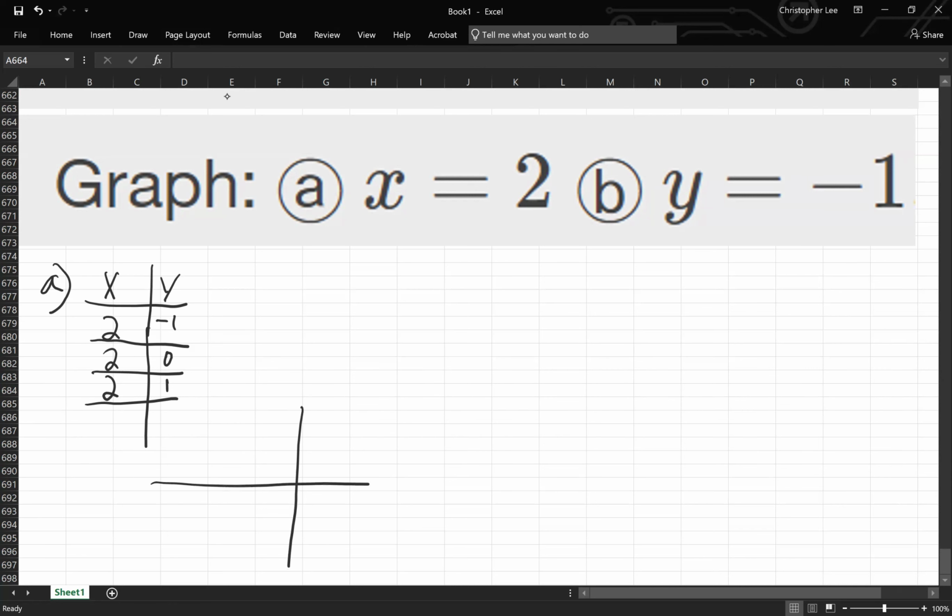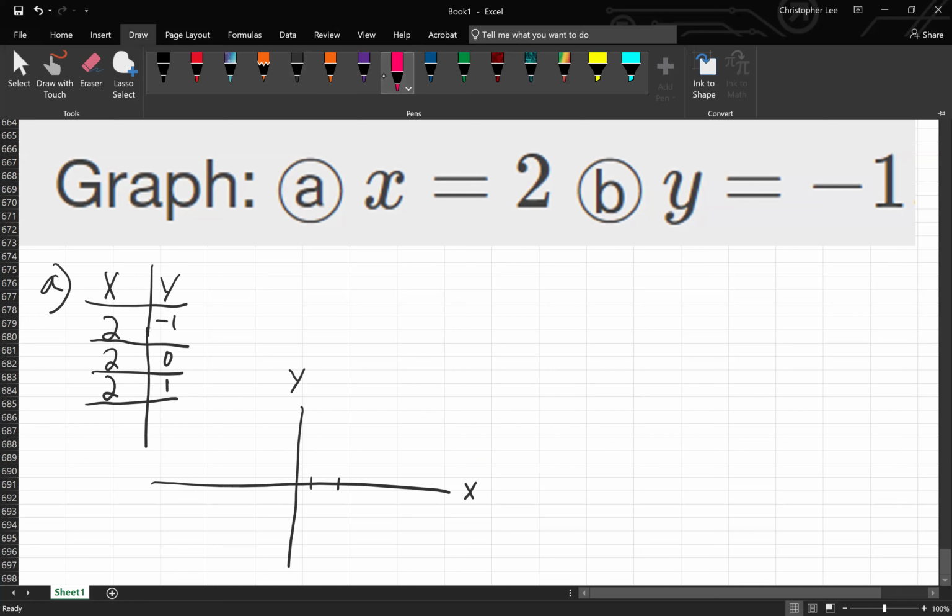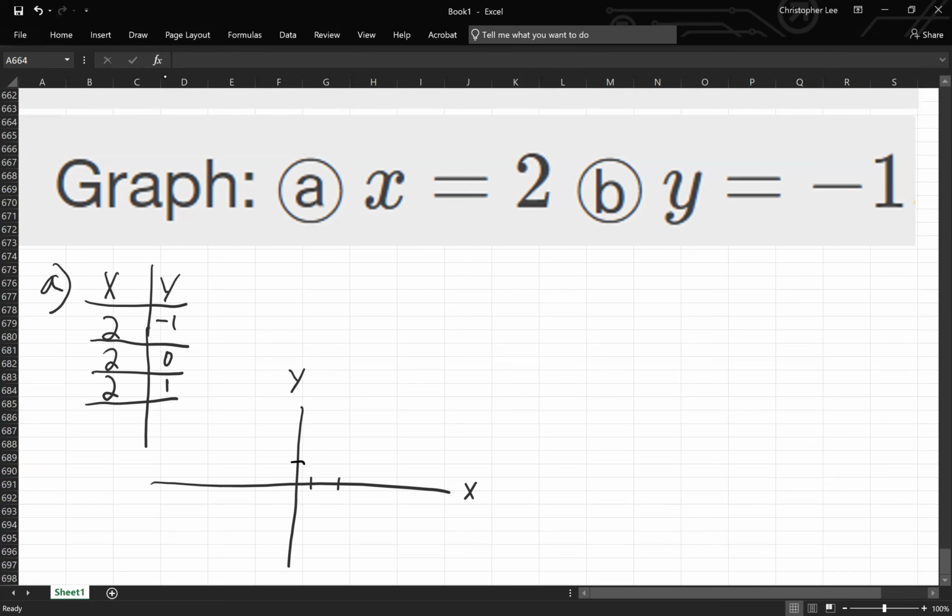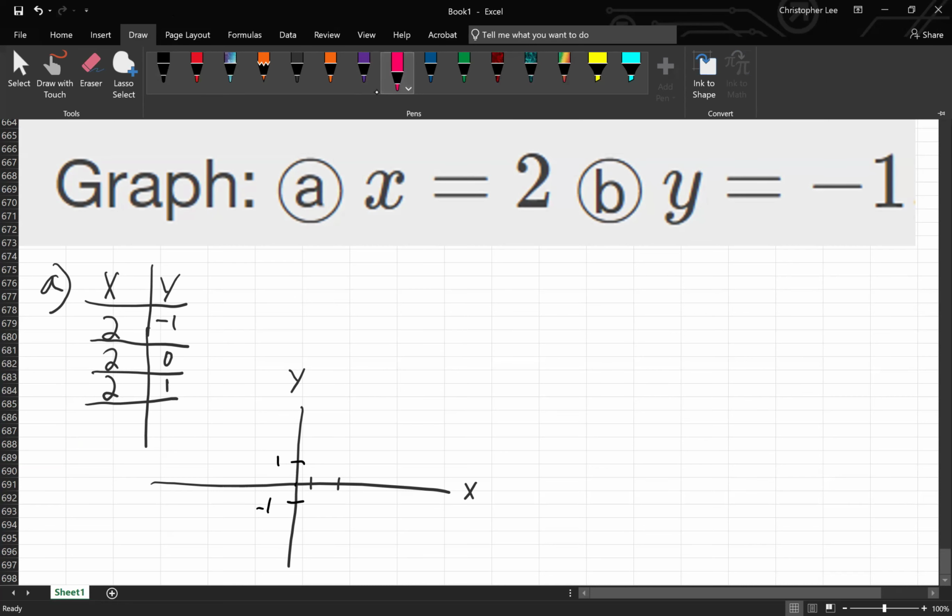So this is going to be the x-axis. This is going to be the y-axis. I'm going for x equals 2, right? So 1, 2, right here. All you're going to do is plot these points. Nothing crazy, right? Oh wait, hold on. I made a mistake. Let me do this real quick. So this is going to be 1. This is -1. And you guys know that the origin is 0. So I'm just going to plot these points.